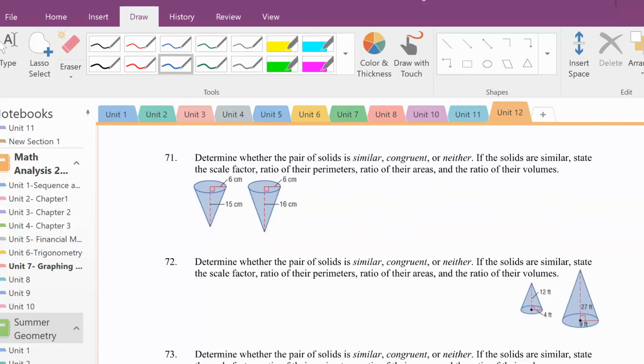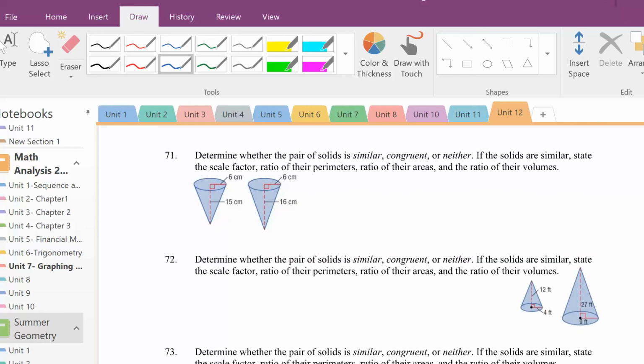So the next question says determine whether the pair of solids are similar, congruent, or neither. Well, if you look here, they have the same radius, but they don't have the same height, right? So therefore they are neither.